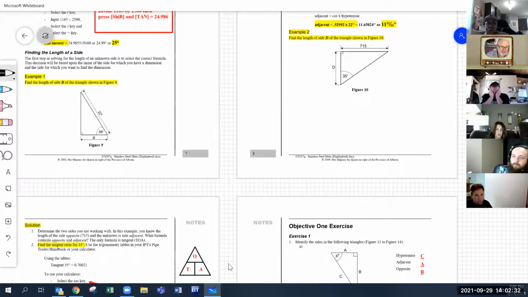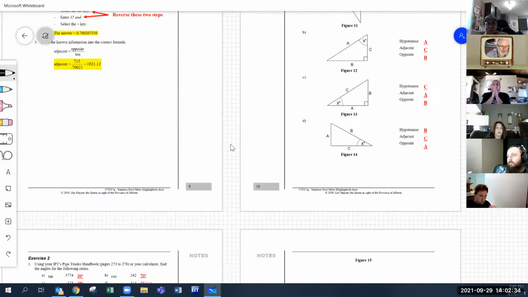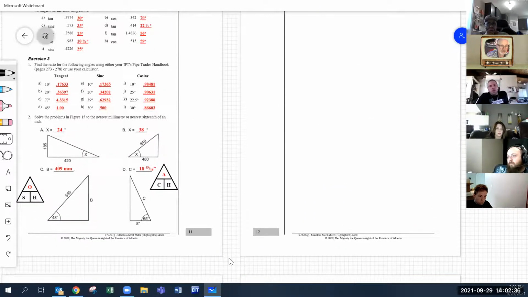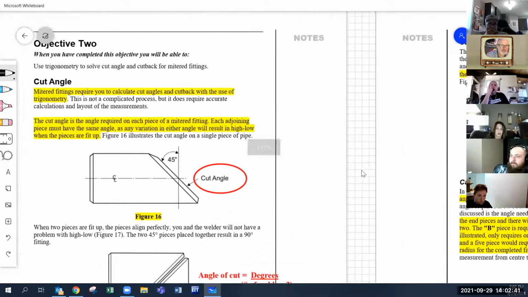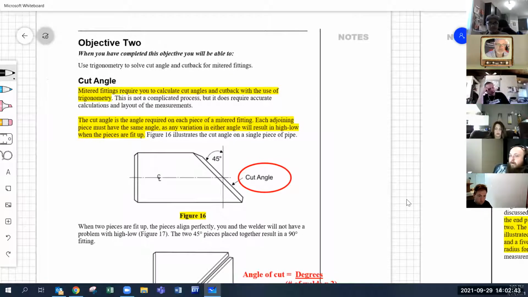Which brings me down all the way to this objective 2 about miters and cutbacks.